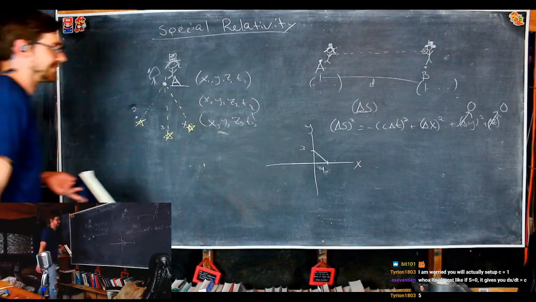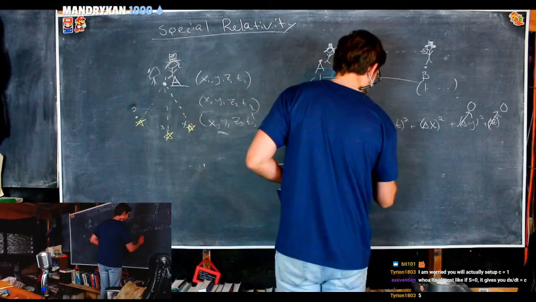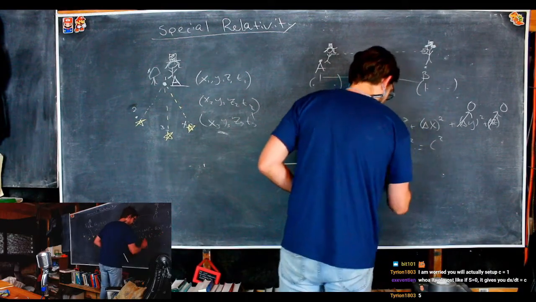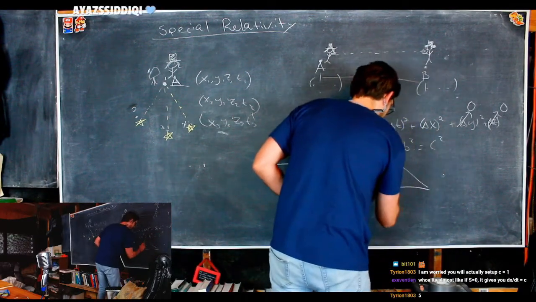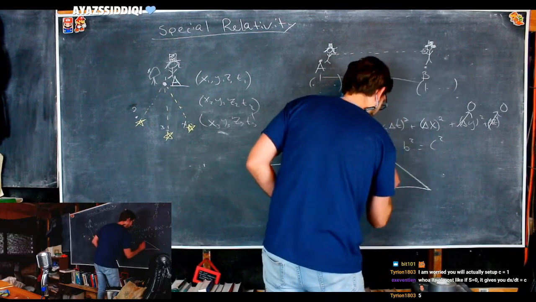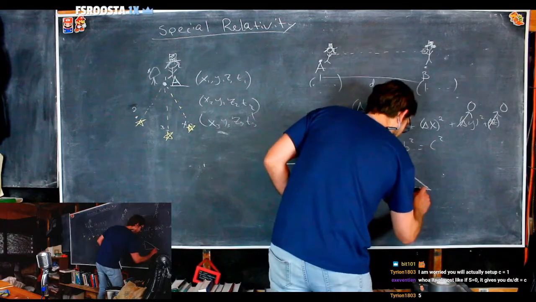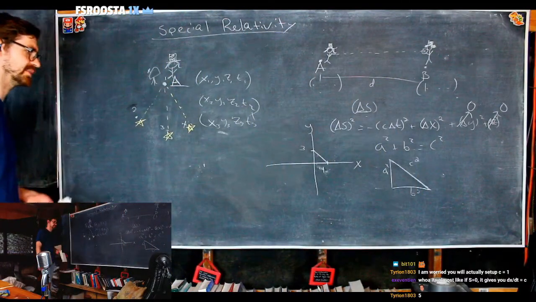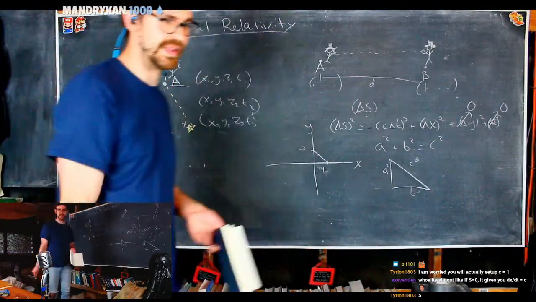So yeah, it's 3, 4, 5, right? We know the Pythagorean theorem, a squared plus b squared is equal to c squared when we're talking about the sides of a right triangle. So if we have a squared here, b squared, c squared. A squared plus b squared equals c squared. We did it. Okay, that's all well and good.